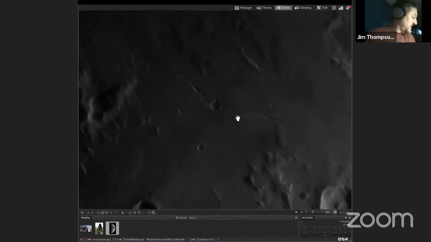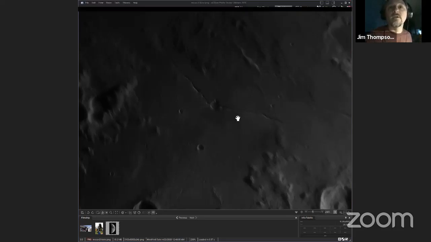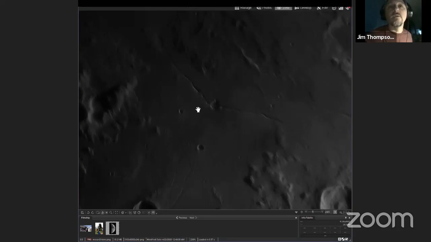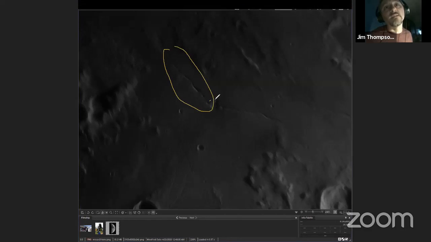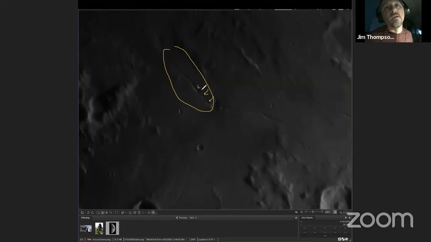This is an interesting feature in that depending on how good your seeing conditions are, it can actually look different. Most of the time it looks like just a normal valley, a normal rill system, but when the seeing is really good, you can see that, especially in this area, it's not really a single valley but a series of small pits. I'll say small, but they're a kilometer across. In these areas here, it's actually a chain of pits.